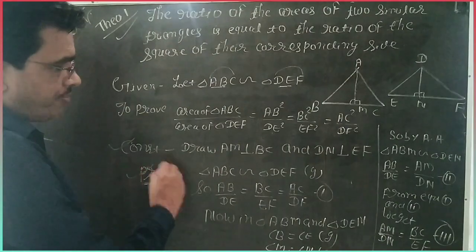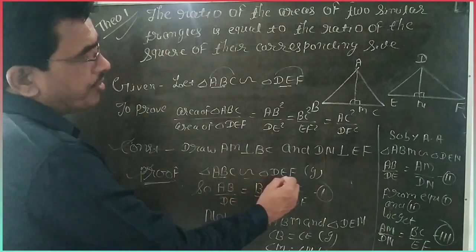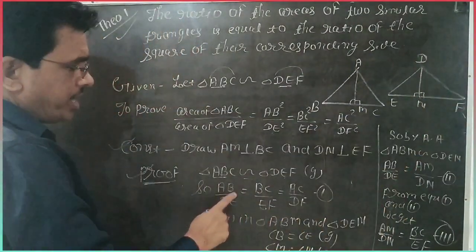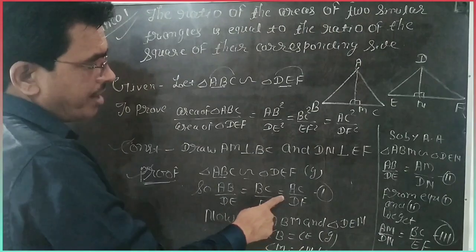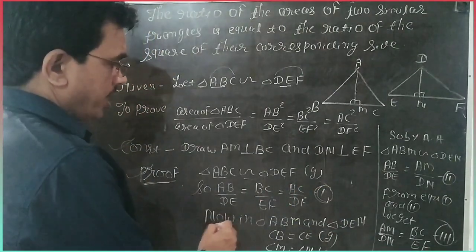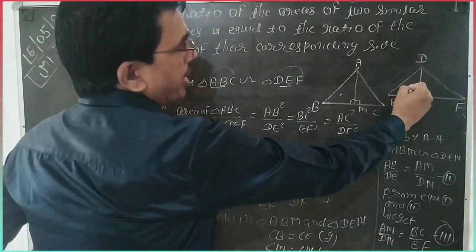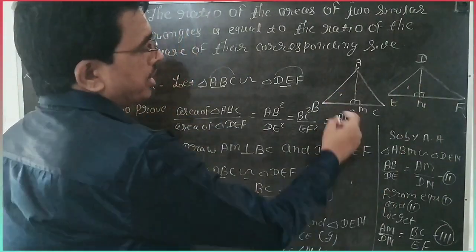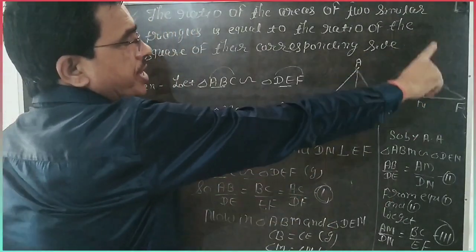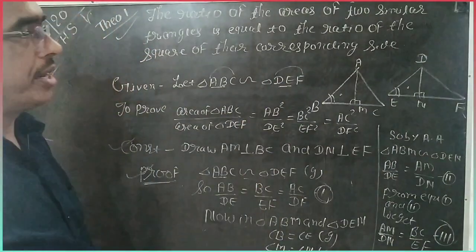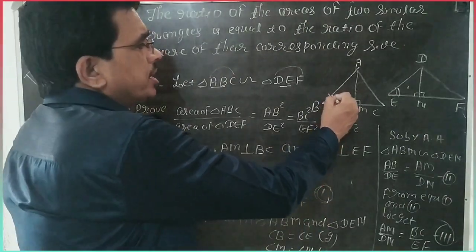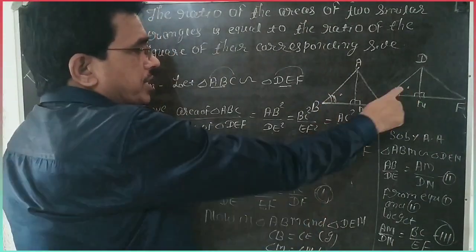Now we start the proof. Triangle ABC is similar to triangle DEF. This whole triangle is similar to this whole triangle. Then we can write AB by DE is equal to BC by EF is equal to AC by DF. That is equation first. Next, in triangle ABM and triangle DEN, angle B is equal to angle E. Why? Because ABC is similar to DEF, so they are equiangular. Equiangular means corresponding angles are equal. So B is equal to E.